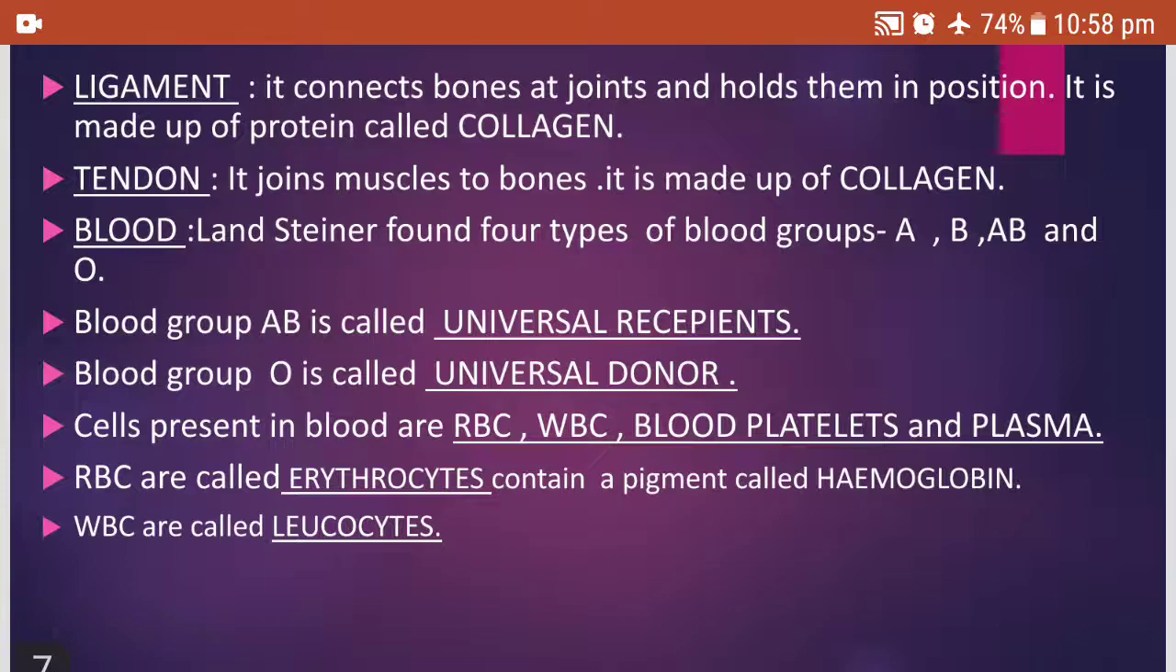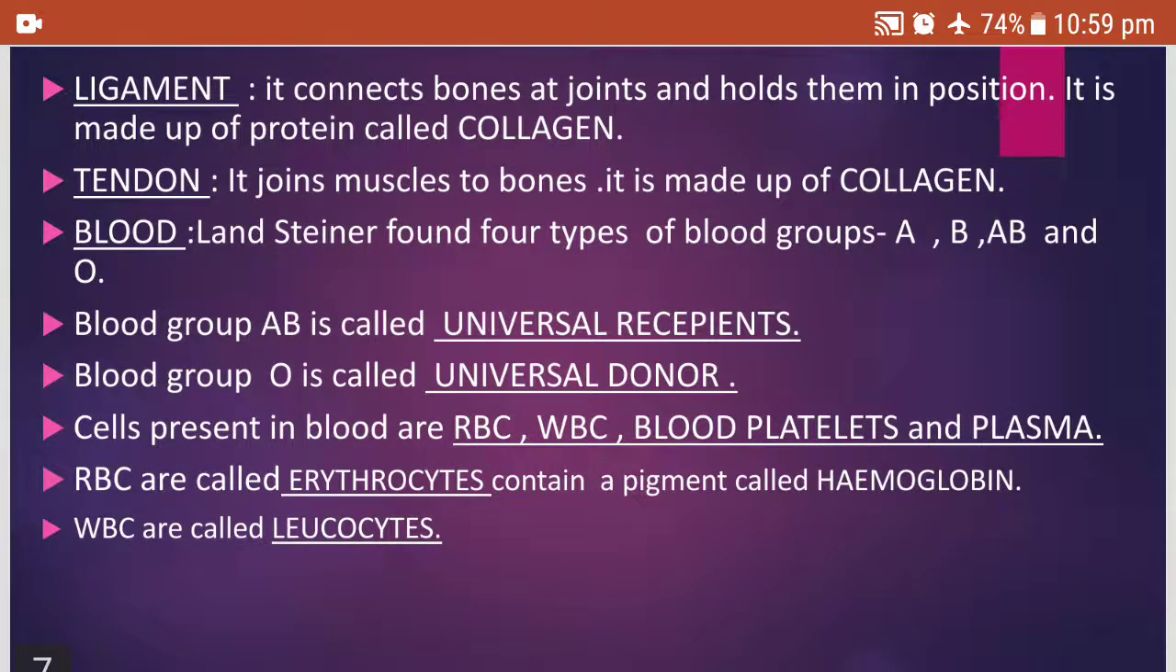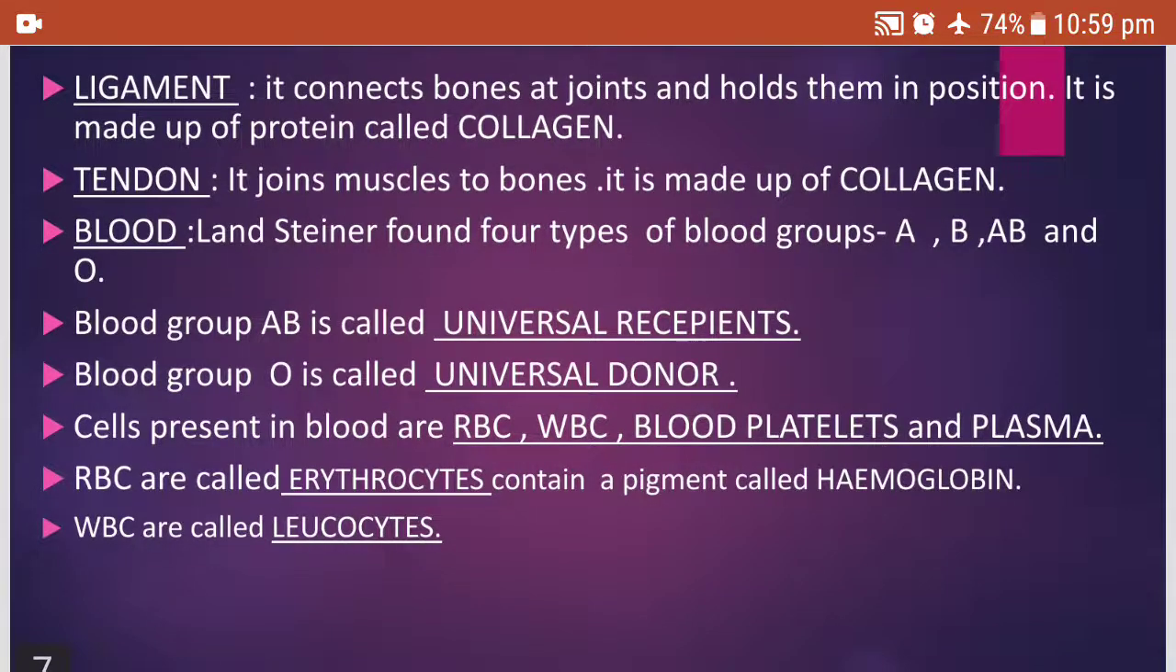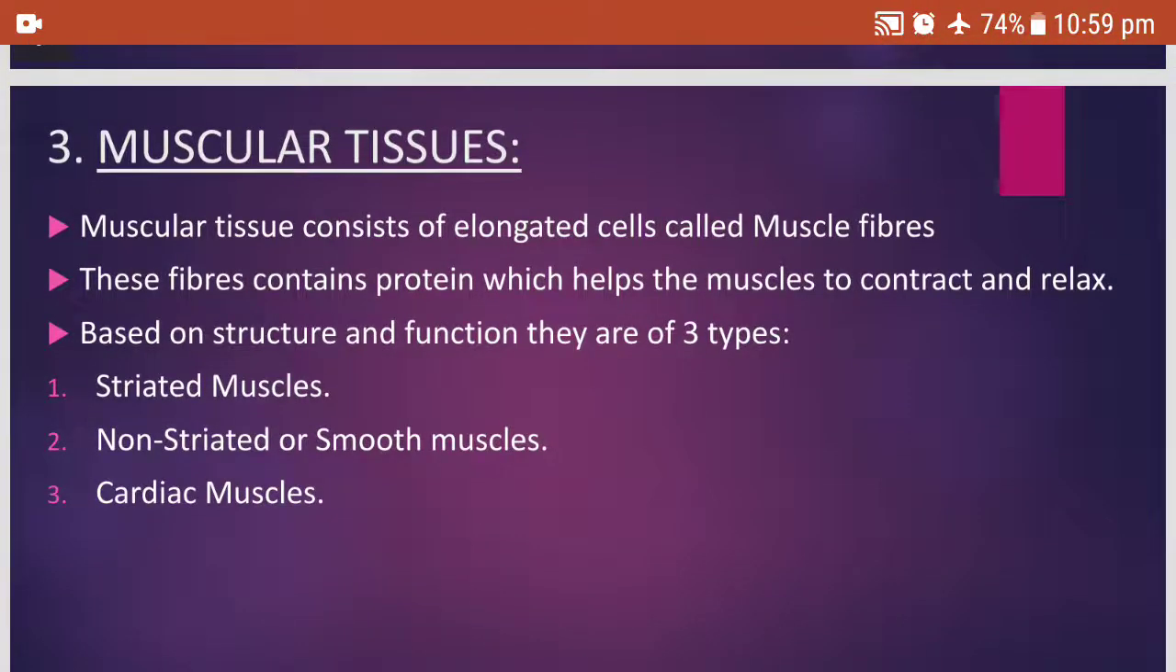Cells present in the blood are RBC, WBC, blood platelets and plasma. RBCs are called erythrocytes. They contain a pigment called hemoglobin. WBCs are called leukocytes. They are again of 2 types, agranulocytes and granulocytes. It is there in my PDF.